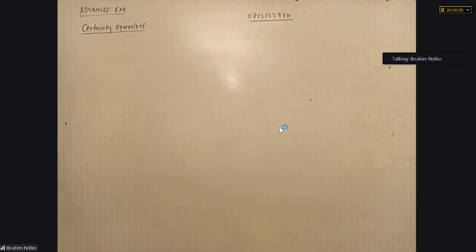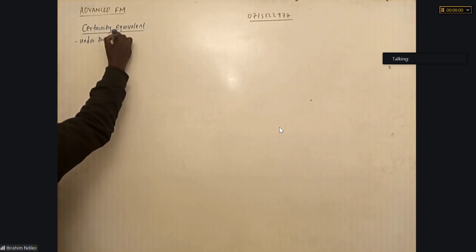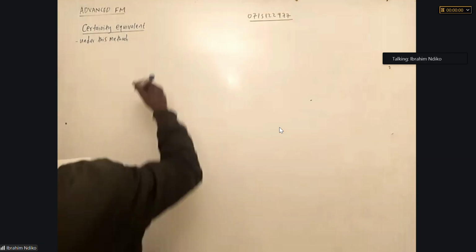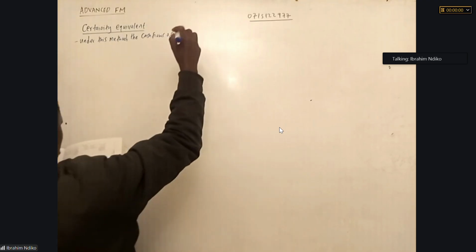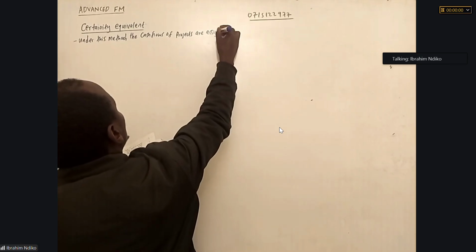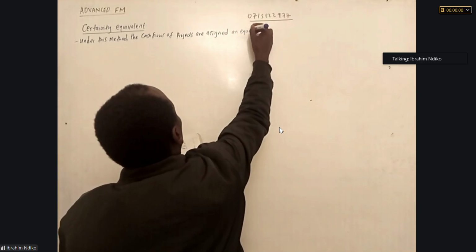Certainty equivalent, and we say what? Under this method, the cash flows of the project are assigned an equivalent coefficient factor.